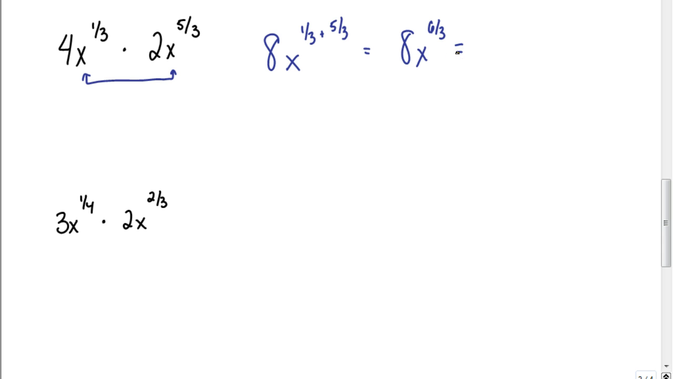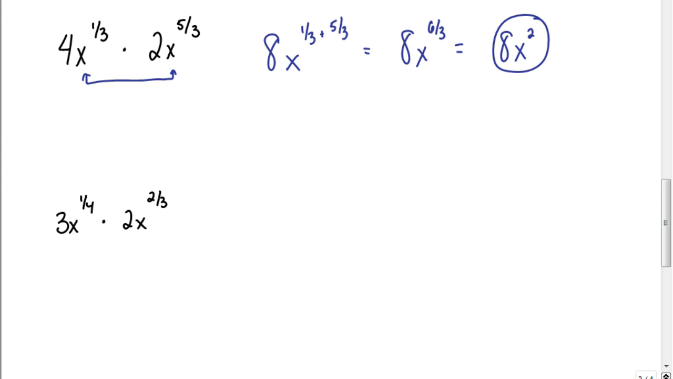Now it's important to note, if we ever have a fraction, whether it's an exponent or whether it's a base, we always want to simplify it. We want to see if it can be reduced. So 6/3 reduces to 2/1, or just 2, or you could say 6 divided by 3 is 2. So our answer is 8x squared. Remember, that square only applies to the x there, so that would be your answer.